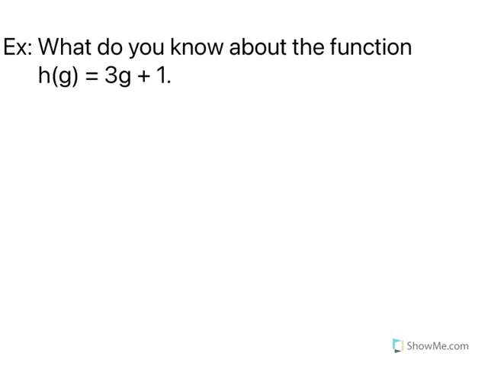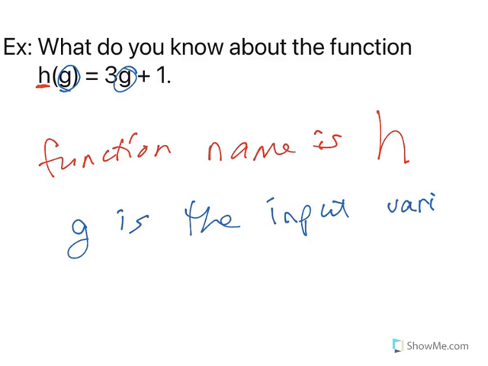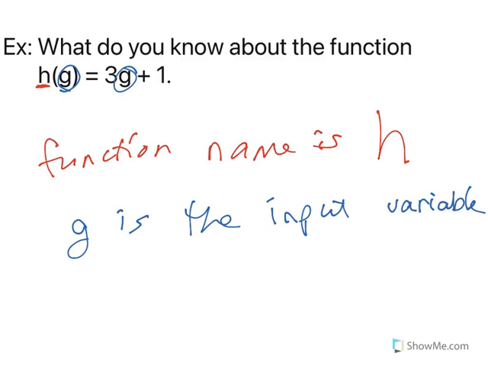Now, what do we know about the function h of g equals 3g plus 1? Well, the name of the function is h, it's out here, and we know that g is the input variable. So that means our domain would be all values of g, and our range would be all values of h of g, because that is the output. And that's understanding function notation.